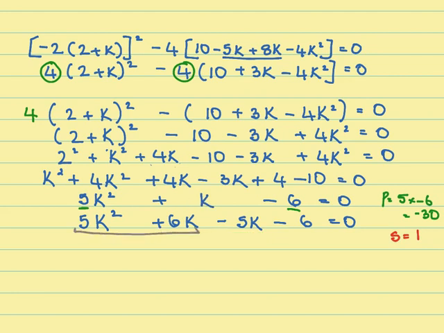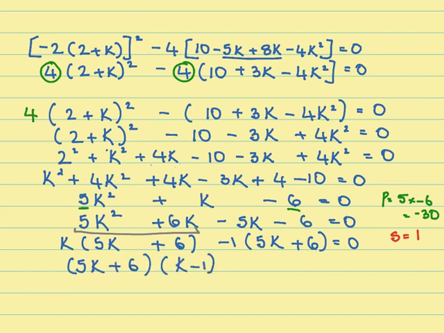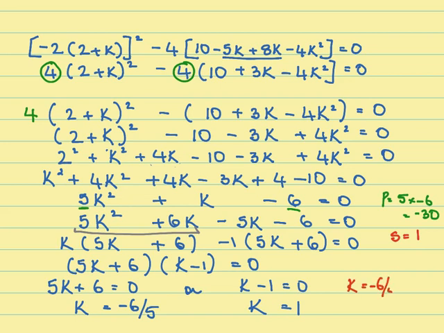Now it's time to take common out from these two. That will be k. So what will remain here? 5k plus 6. From here minus 1. 5k plus 6 equals 0. So I have 5k plus 6 and here k minus 1 equals 0. 5k plus 6 equals 0, k is minus 6 by 5, or k minus 1 equals 0, k equal to 1. So your answer will be k equal to minus 6 by 5 or 1.